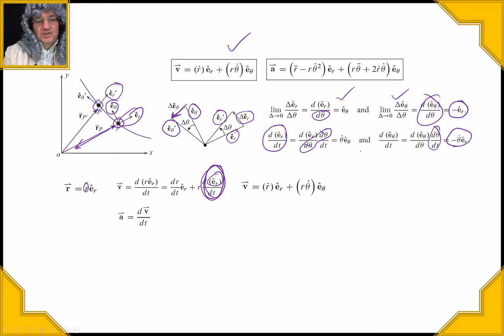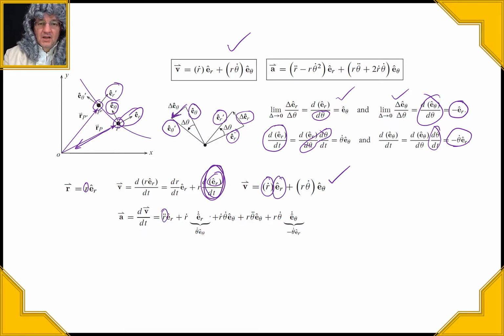Let's jump back to what happens when we take the derivative of that velocity that we just got. Now we want to get the acceleration. So we do the product rule, excuse me. ER dot becomes R double dot. ER, because we're taking the time derivative of it, becomes theta dot E theta. That's this part right here.